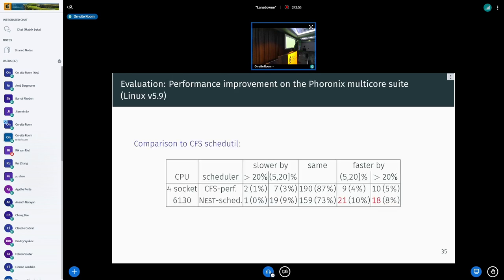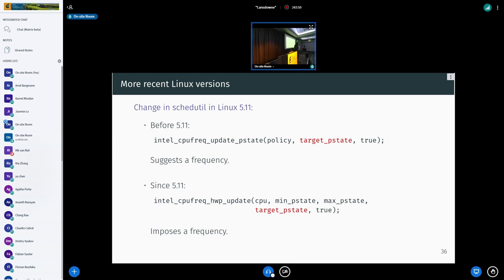So all these numbers that we've seen so far are for Linux 5.9. There's a caveat with all of what I've been talking about. The idea of Nest is that it is trying to make things work better based on an understanding of how the operating system and the hardware work. So if the operating system and hardware don't do what we expect them to do, then Nest will still reorganize things in a certain way, but we won't necessarily get the improvements that we hoped for.